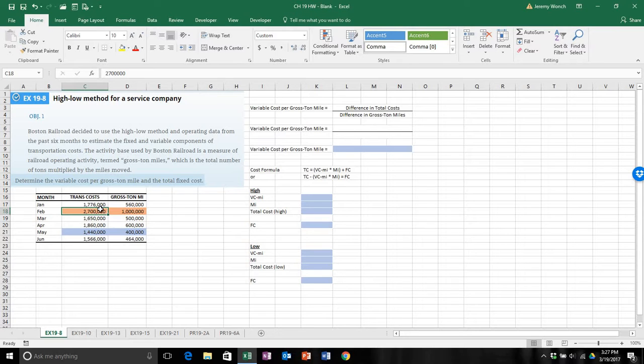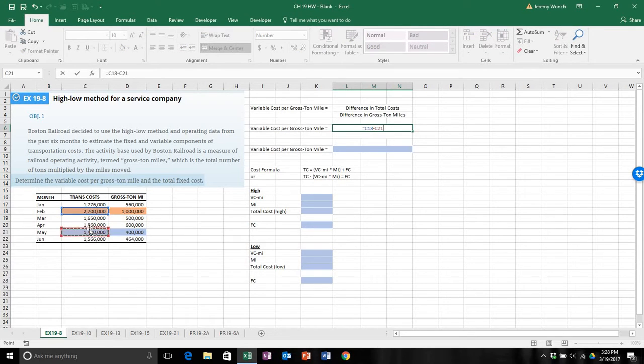So in order to figure out how much of this is fixed and how much of this is variable, first we need to figure out the variable cost per mile. What we want to do is take the difference of the highest month's cost and the lowest month's cost. That is going to be the total variable cost between these two, so we've essentially eliminated the fixed portion. Now we want to figure out the difference in miles traveled.